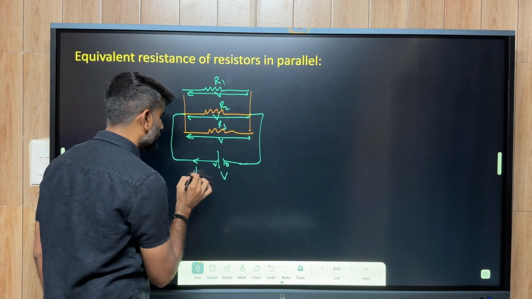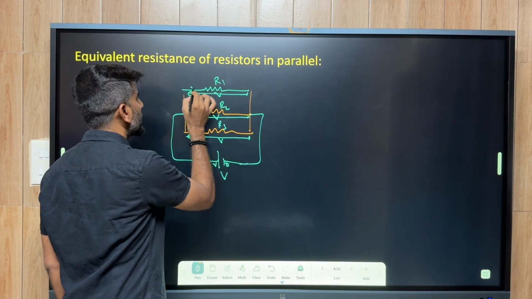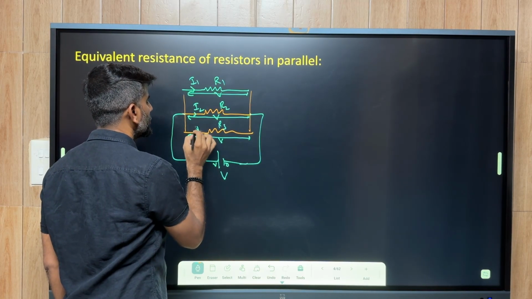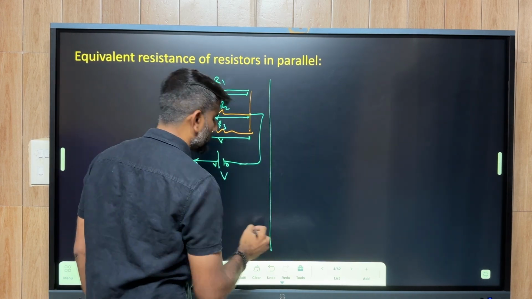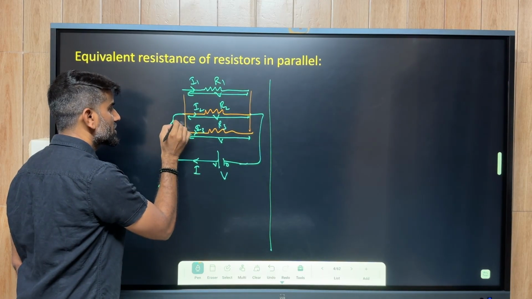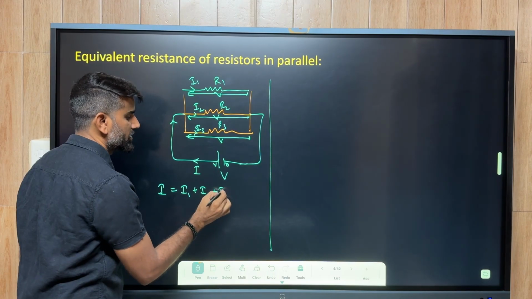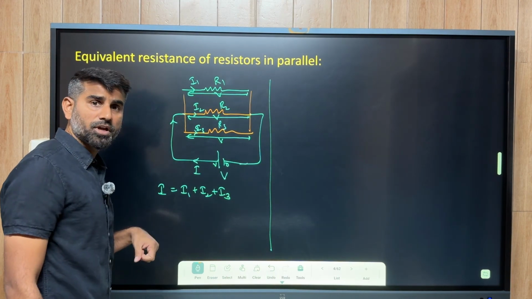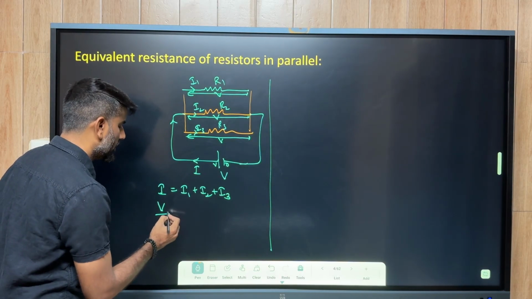Now let's say the current flowing through the entire circuit is I. This current is divided into three parts here: I1, I2, and I3. From Kirchhoff's laws, the total current I flowing towards the junction is equal to the current flowing away from the junction. Now total current I is equal to V by R according to Ohm's law.